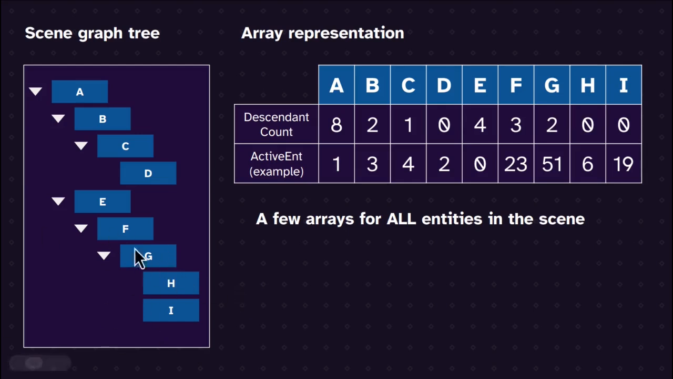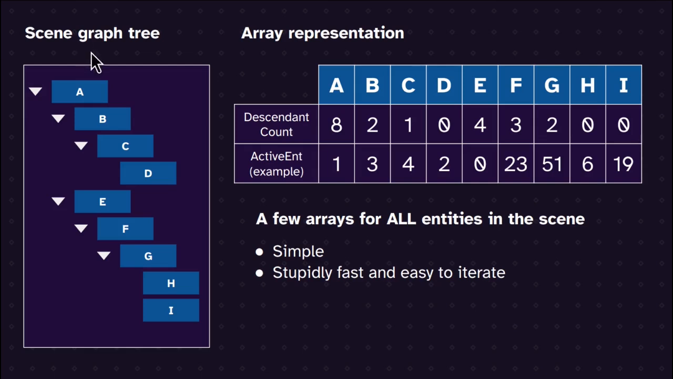And that's just the size of the subtree below it. So this is a very, very simple way to represent a tree structure. It's stupidly fast to iterate. If I want to iterate an entire subtree, or everything, I just loop through it like a regular array. I map each position within the tree to an active entity, and I just iterate this as a normal array, and I can loop through the entire scene like that.